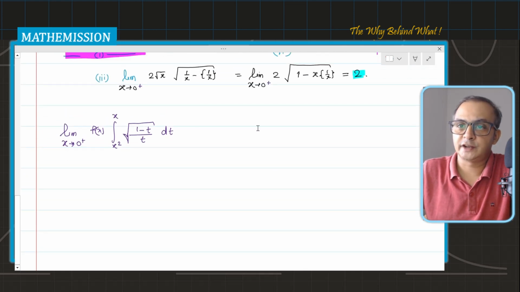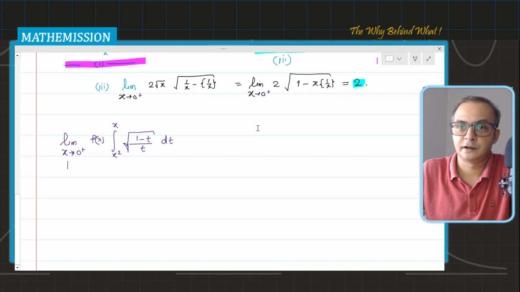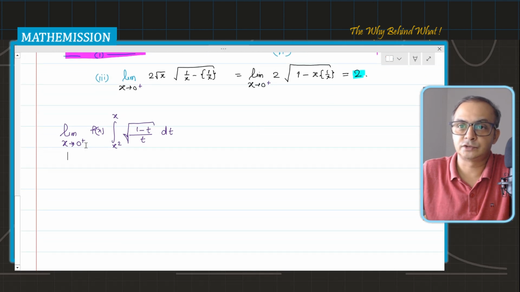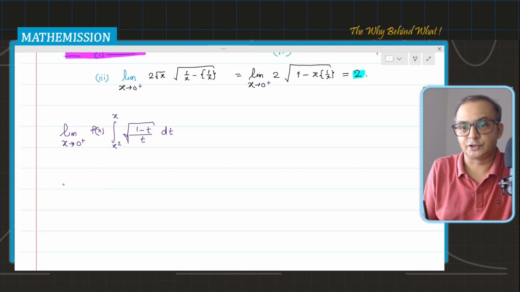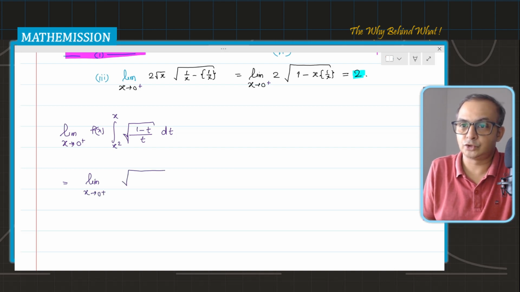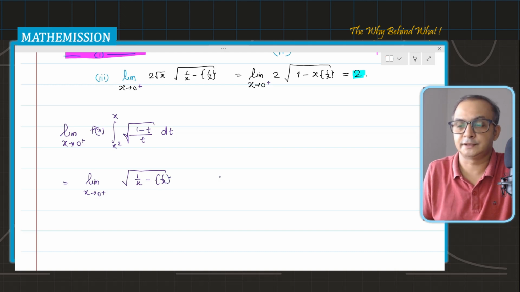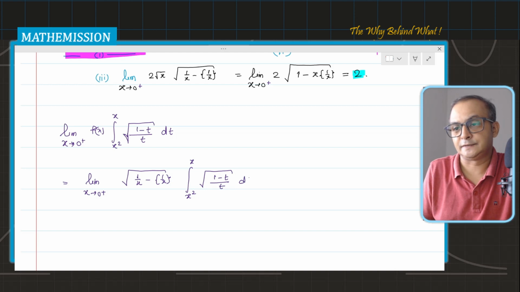All right. So this is the function I have now, and we are approaching x towards 0 plus, and the function we have already defined actually. So let's see now what will be the consequence. The f(x) already has square root of 1 by x minus the fraction part of 1 by x, and I have this value as it is, the integral from x squared to x of the square root of 1 minus t over t, dt.